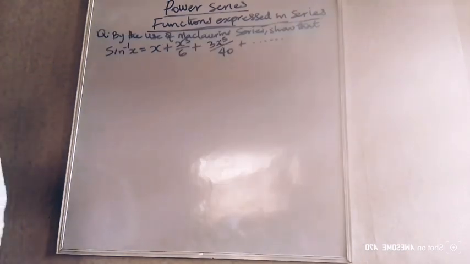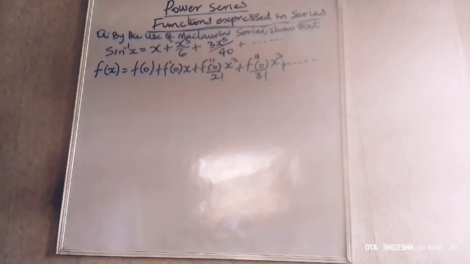Now let's work this. It says, by the use of Maclaurin series, show that arc sin x equals x plus x cubed over 6 plus 3x raised to the power 5 over 40 plus, and continues like that. And we know by Maclaurin series from power series, it's going to be like this. So f(x) is f(0) plus f first differential multiplied by x, second differential multiplied by x squared over 2 factorial, third differential multiplied by x cubed over 3 factorial, and continues like that. So let's start. Let's find the coefficients, or the f's, first.